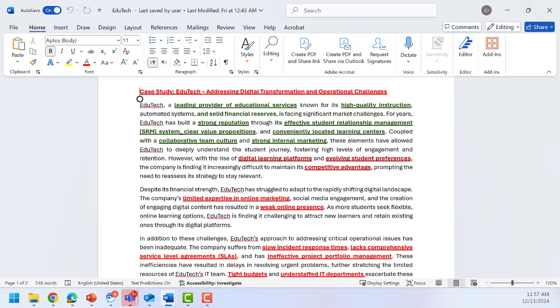However, the rise of digital learning platforms, even though it is still evolving, the company is finding it increasingly difficult to maintain its competitive advantage. It's something that is out there for grabs. It may appear to be negative, but actually it is positive. Digital has a lot of advantage.